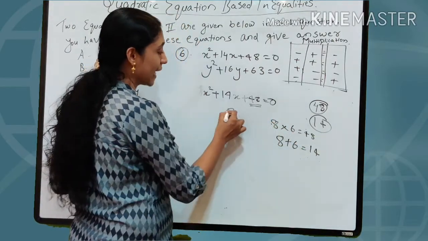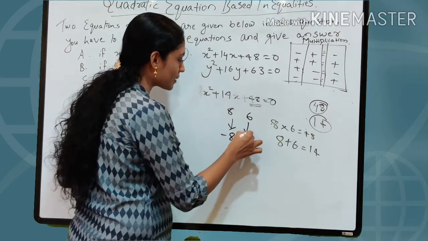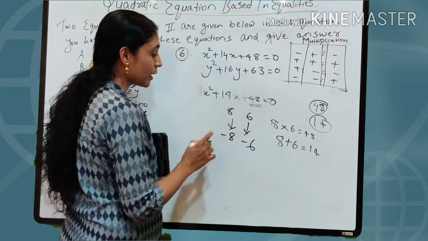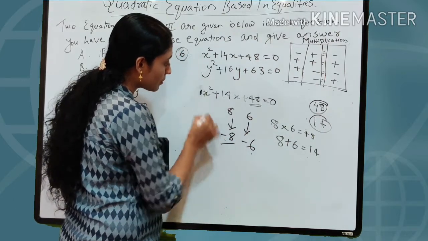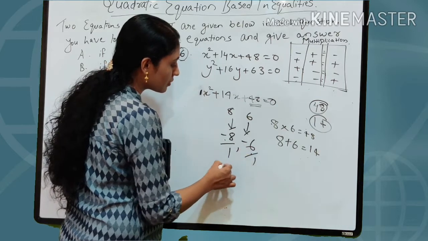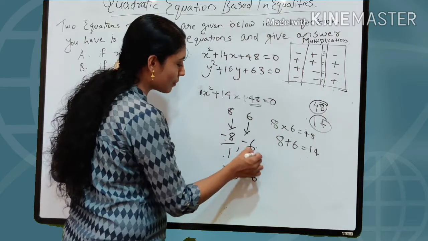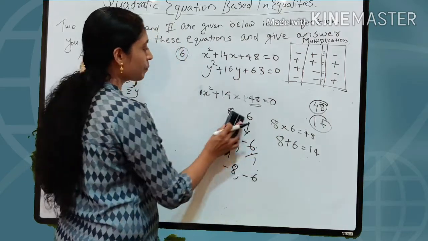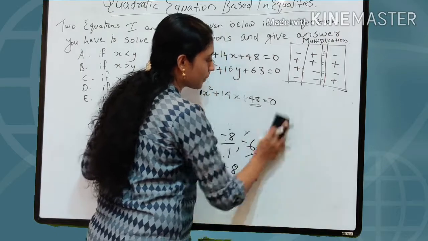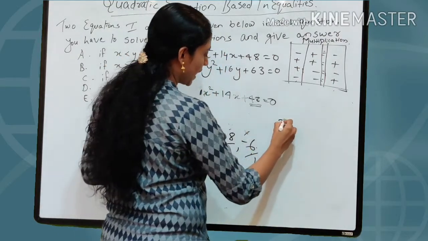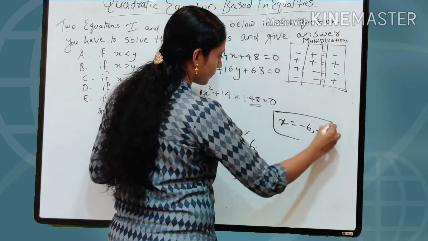So which are the numbers? 8 and 6. Take opposite signs. So plus 8 becomes minus 8 and plus 6 becomes minus 6. So which are the numbers? Minus 8 and minus 6. Divide it with the x square term. Here the x square term is 1. So by 1, by 1. Minus 8 and minus 6, because minus 8 by 1 is minus 8 and minus 6 by 1 it is minus 6. So we got the values of x, right? So what are the values of x? X is equal to minus 6 and minus 8.